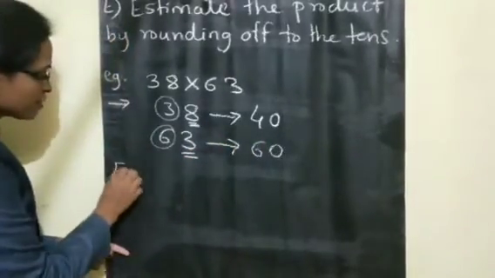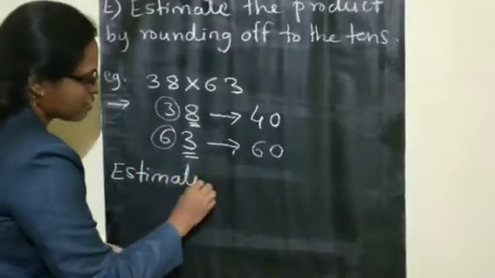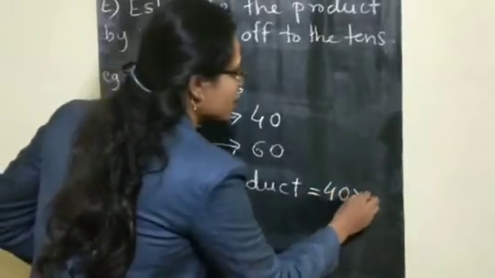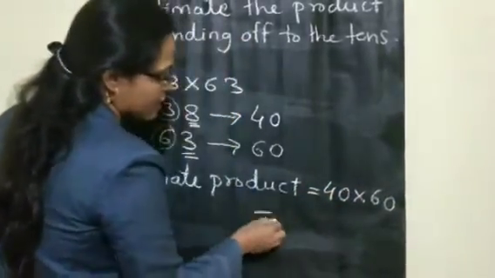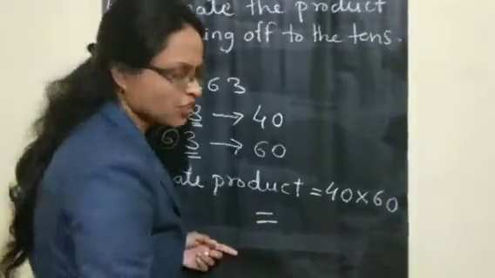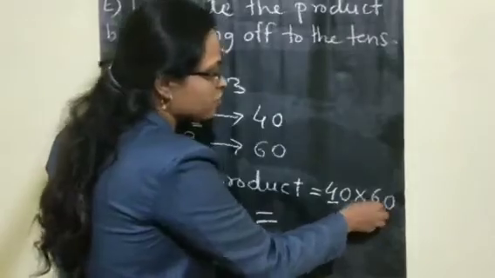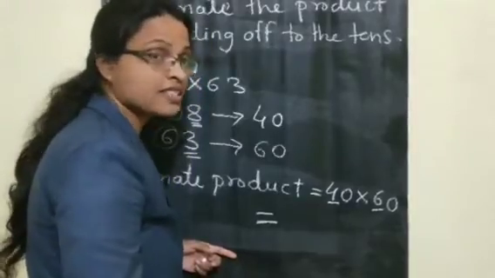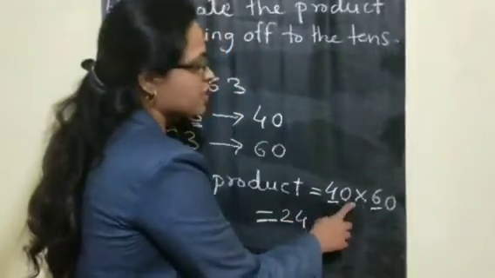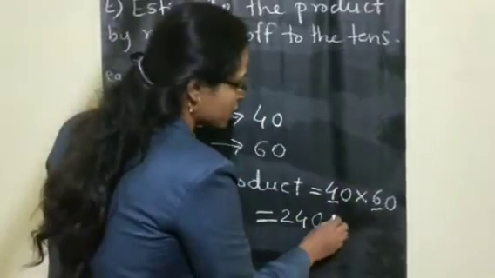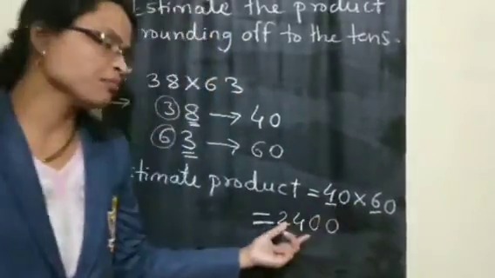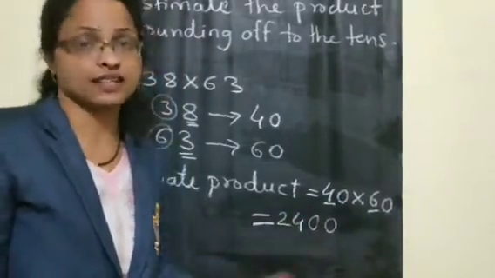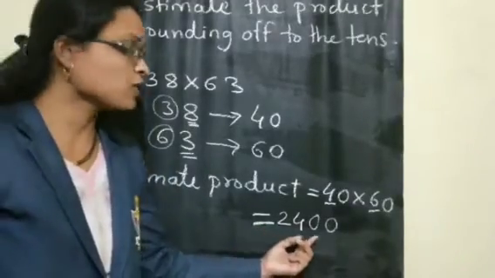And now estimate product is equal to 40 multiplied by 60. Now I already told you, when such kind of multiplication is there, please multiply number to number. So 4 6s are how much, children? 4 6s are 24. How many zeros are there? 2. So write both the zeros here. Like this, multiply number to number and write the remaining zeros in your answer on the right hand side. So here we get the product 2400.